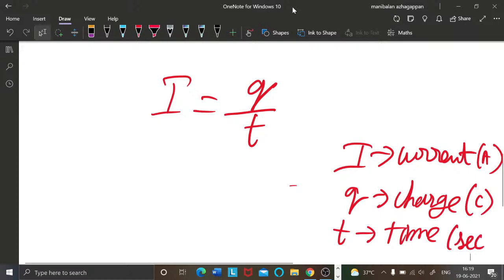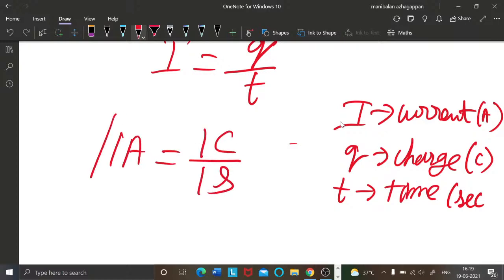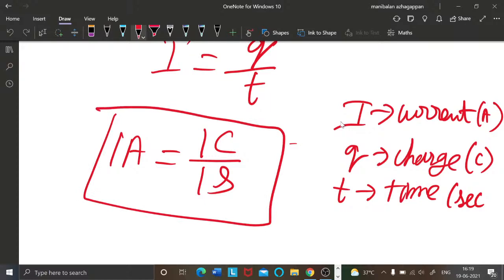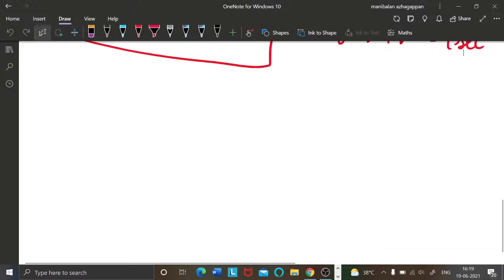So 1 ampere is equal to 1 coulomb per 1 second. To define ampere, it is coulombs per second. That's called defining ampere. Next, the ammeter is used to measure the current. The ammeter is a device that helps to measure the current.